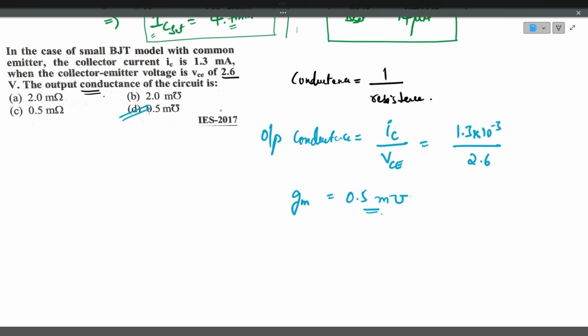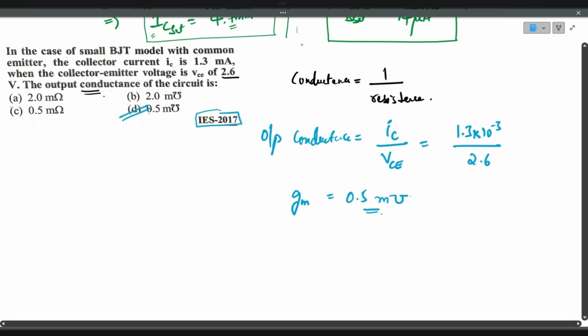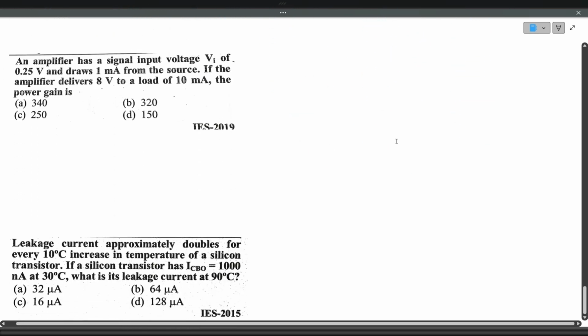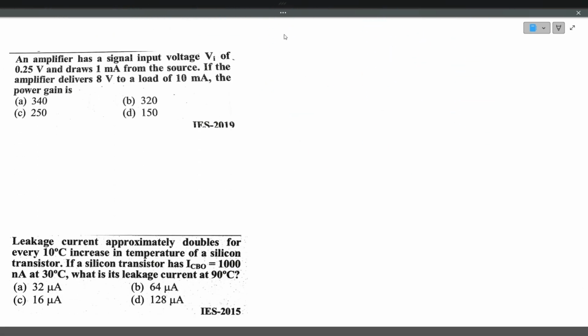This question was asked in IES 2017. We'll see the next question. An amplifier has a signal input voltage VI of 0.25 volts and draws 1 milliamp current. If the amplifier delivers 8 volts to the load at 10 milliamps, the power gain is, it's very simple. The power gain is nothing but the output power delivered to the load divided by the input power produced by the source.